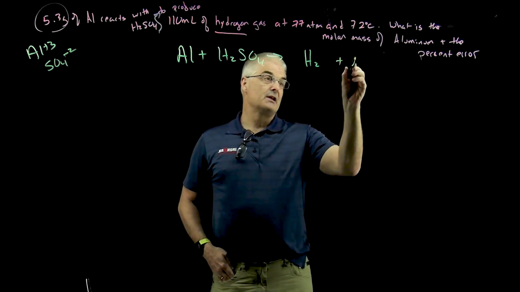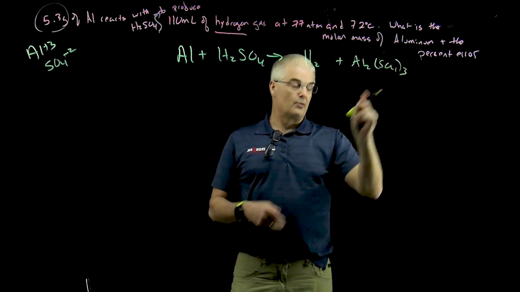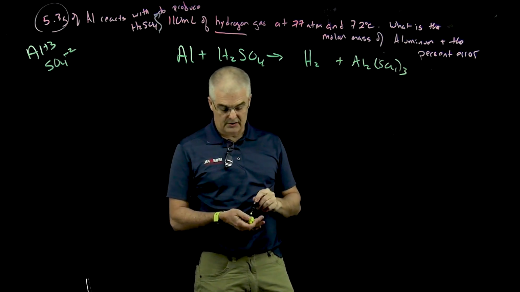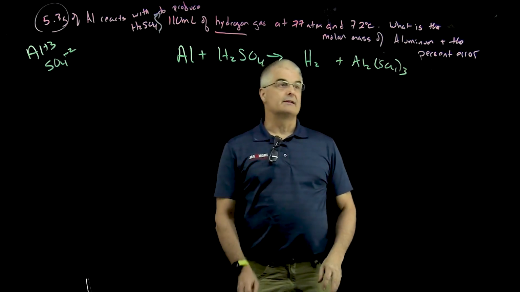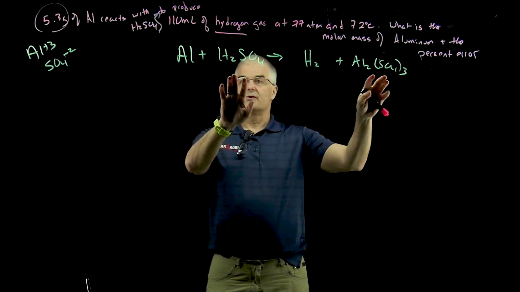That'll be plus Al2(SO4)3. We've got to get to a 6 charge. Okay, now what do I know? It's not a balanced equation. See, I've got 3 sulfates and 2 aluminums. So I've got 3 sulfates.